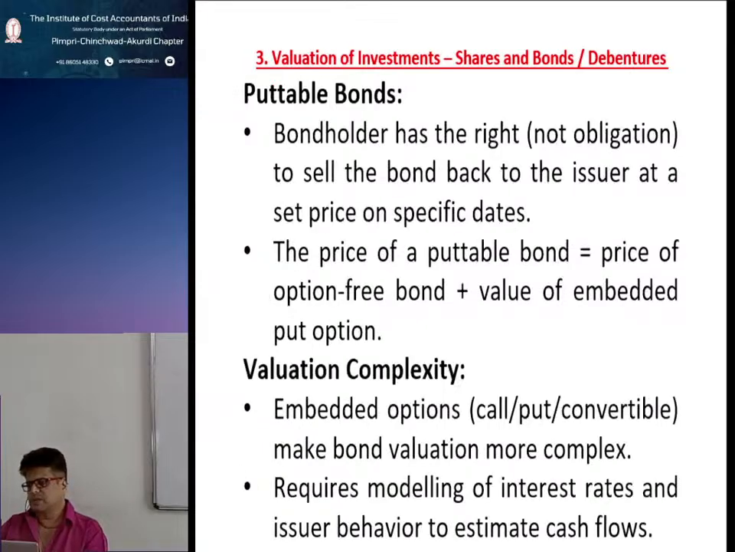Putable bonds: typically the bondholder has a right, not an obligation, to sell the bond back to the issuer at a set price on specific dates. The price of a putable bond is equal to the price of an option-free bond plus the value of the embedded put option. Valuation complexities: embedded options, whether call, put or convertible, make bond valuation more complex. It requires modeling of interest rates and issuer behavior to estimate cash flows as well.